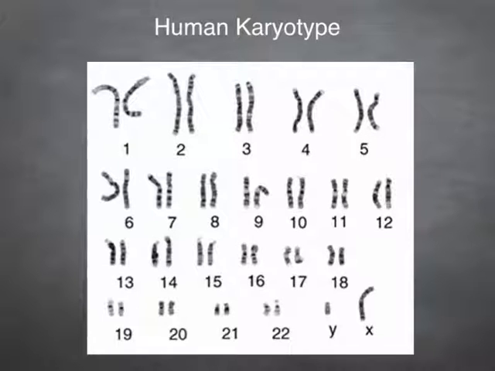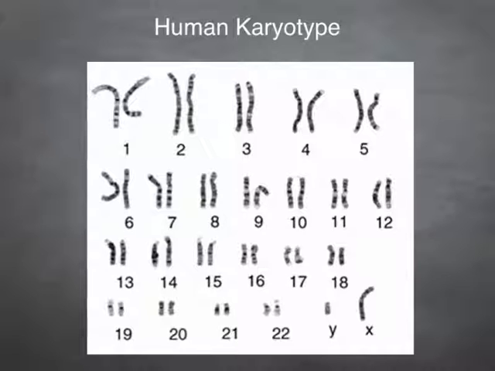Now let's talk a little bit more about human chromosomes. This is a picture of the human karyotype. It includes all of the sets of chromosomes a normal human cell would have. As you can see, it's divided up into pairs.